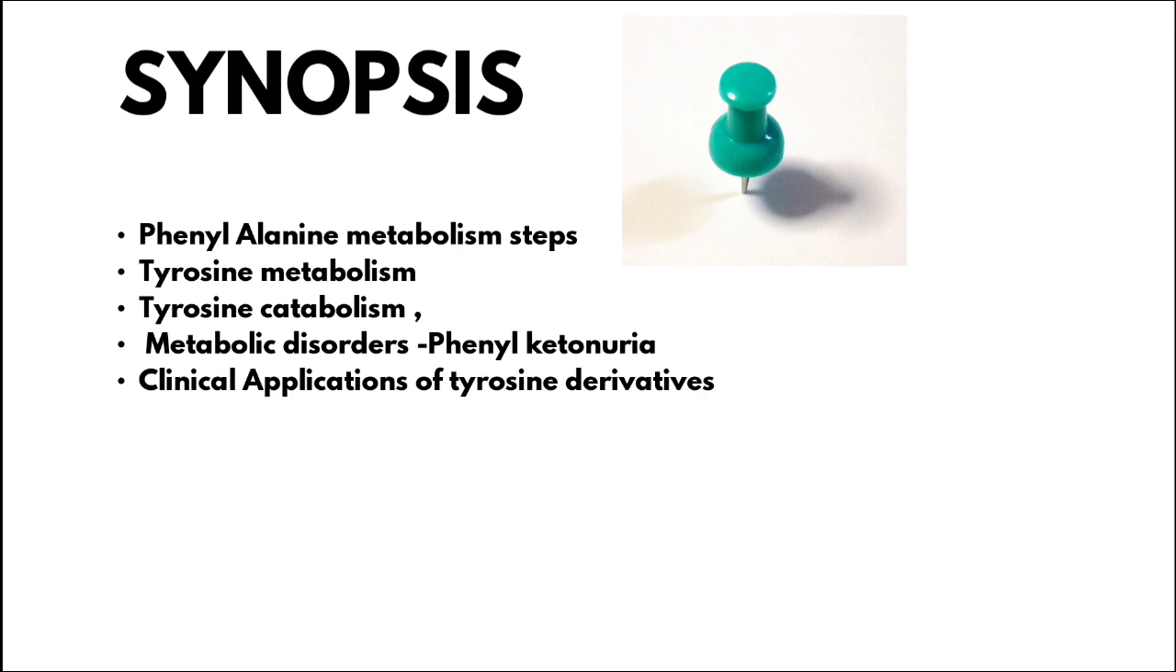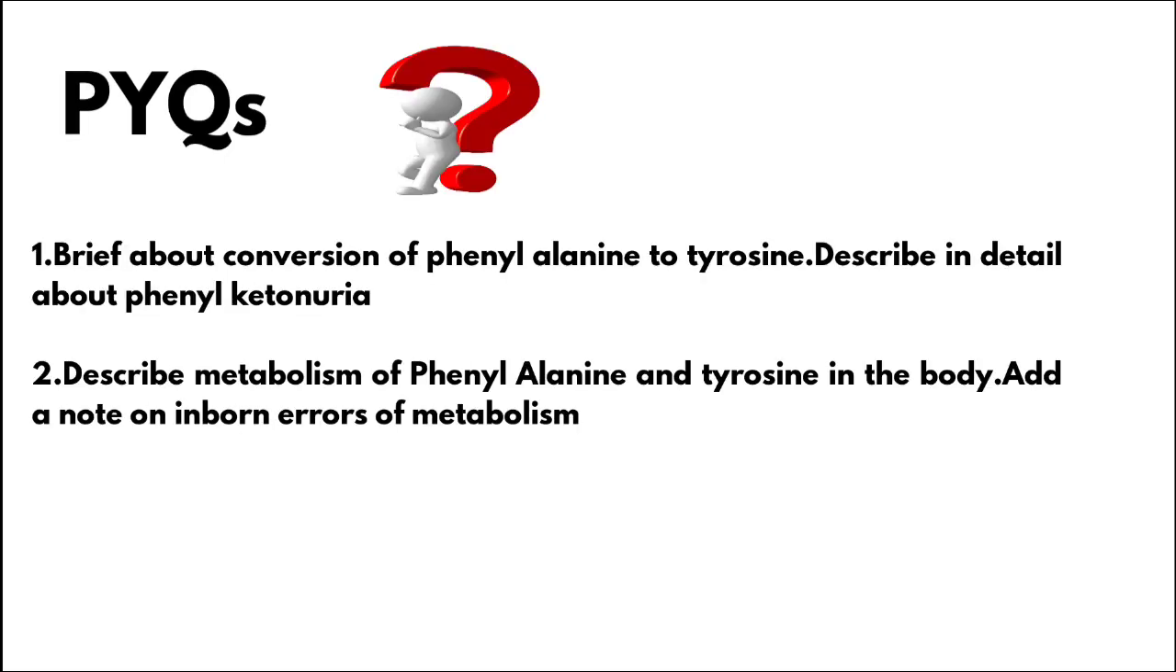The subheadings we mentioned in the synopsis can vary depending upon the type of question. For example, if it is like brief about conversion of phenylalanine to tyrosine and describe in detail about phenylketonuria, we need to mention the metabolic steps of phenylalanine conversion and also phenylketonuria. Only if we have more time, we need to write about the remaining aspects of tyrosine and the other metabolic errors. Whereas in the other question, when we are asked about metabolism of phenylalanine and tyrosine and inborn errors of metabolism, we have to write about each and everything.